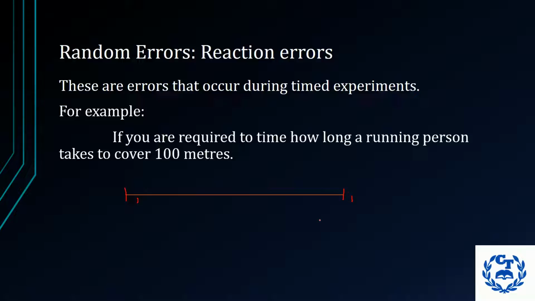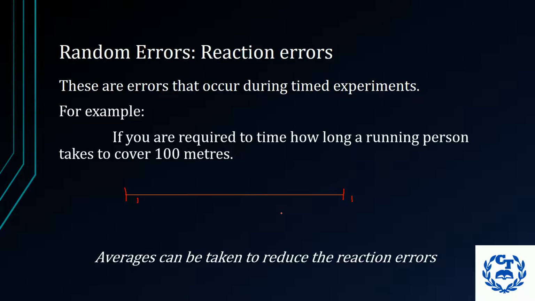One way to reduce this is by simply taking an average over and over. If you do it multiple times, the average will tend to make your reaction errors fairly consistent. You can also time your reactions by stopping and starting a stopwatch and simply subtracting these values from the time values that you take. So averages are a good way to reduce this type of random error.